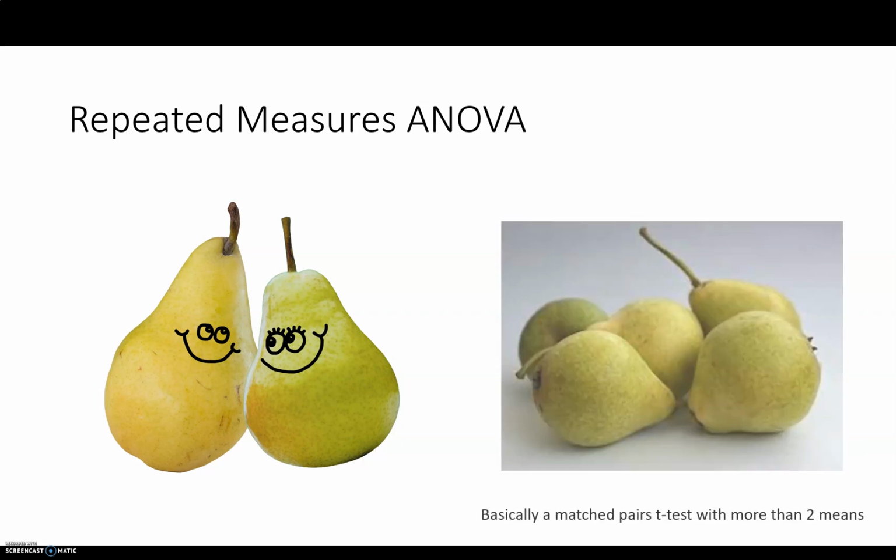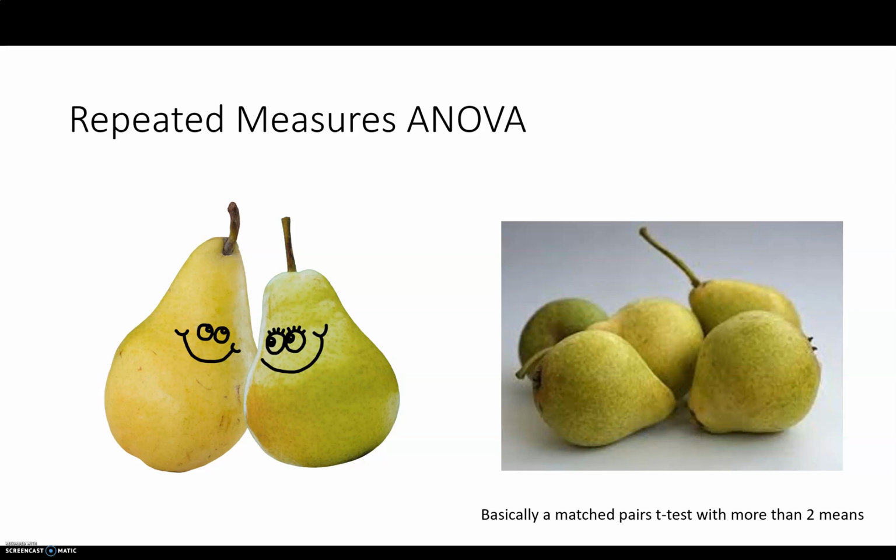A repeated measures ANOVA is basically a matched pairs t-test, but when you've got more than two means. So the other ANOVAs that we've talked about previously, a factorial ANOVA and the one-way ANOVA, are dealing with independent groups. Here you have typically one group, or at least for this type of analysis that we'll talk about today, you've got one group but multiple measurements on each individual.